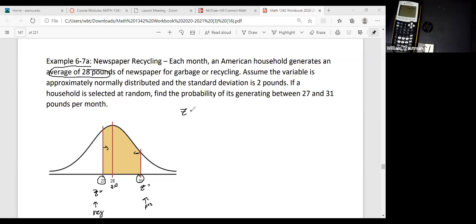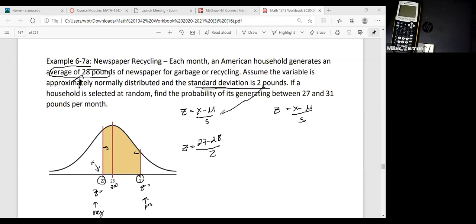So to calculate the z value, it's x minus the average divided by the standard deviation. Once again, z equals x minus the average divided by the standard deviation. The x value, first we're going to find the z of this. That's the value we're looking for. That's x, 27. The average was 28. And the standard deviation was 2.